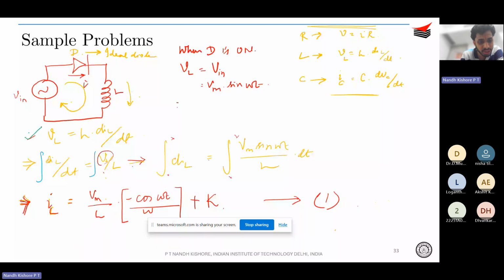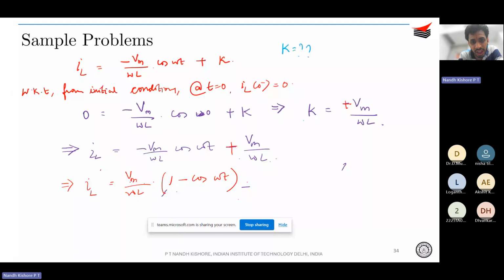So how did we get the IL expression? By integrating this particular equation, you get IL equal to Vm by omega L into minus cos omega t plus K. This is a constant of proportionality which you generally add with any indefinite integration wherein the limits are unknown. Okay, so you got what is IL, and from the given question, assume the initial condition to be zero. That means that at t equal to zero, your IL is zero. Initial inductor current is zero.